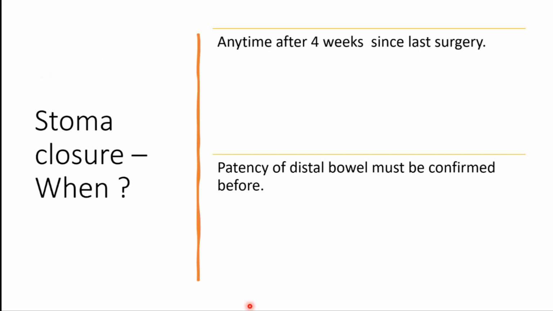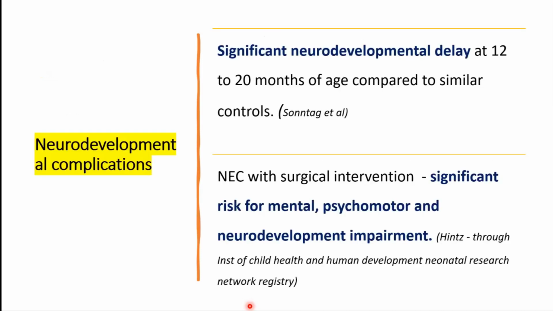For stoma closure in cases of high output stomas, and because these are small bowel, in case of malabsorption, you can consider it any time after 4 weeks. But you have to give 4 weeks to the patient to let the bowel heal properly before closing the stoma. Before closure of the stoma, the patency of the distal bowel must be confirmed, which can be done by contrast X-rays. Studies have shown significant neurodevelopmental delay and impairment in cases of surgical as well as non-surgical NEC. Next slide, please.